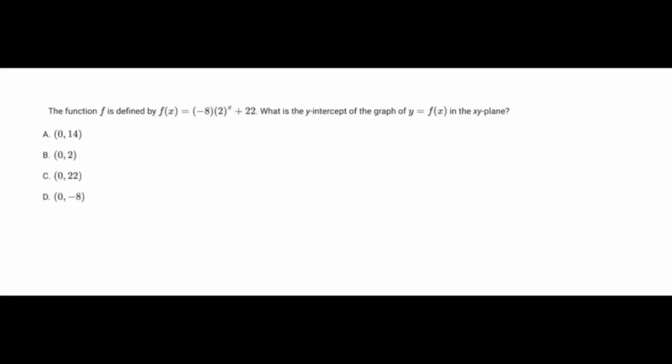The function f is defined as f of x equals -8 times 2 to the power of x plus 22. What is the x-intercept of the line y equals f of x in the xy plane? All right, so first off, the number is probably jumping out at you, the plus 22, but don't fall into this trap. There's always that answer choice that they want you to pick, but it's really just the trick answer. So instead of jumping to conclusions, seeing this plus 22, everything else here is being multiplied and it's dependent on x.